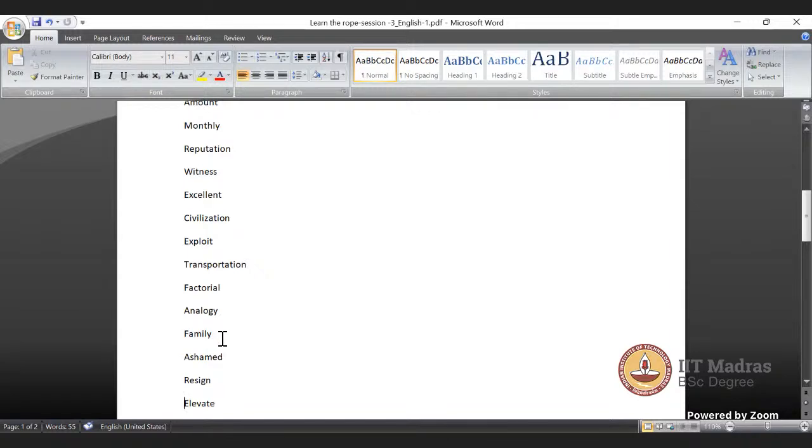Family is, don't confuse it with the one that ends in Y. This is a noun and it's going to take its stress on the first syllable. First syllable. Yeah. Correct. First syllable.